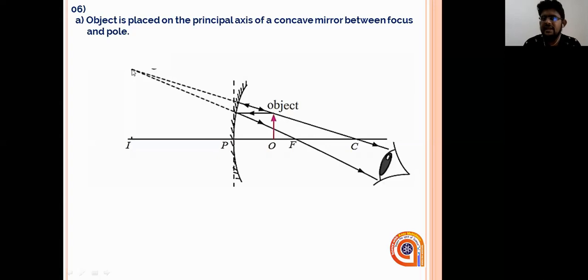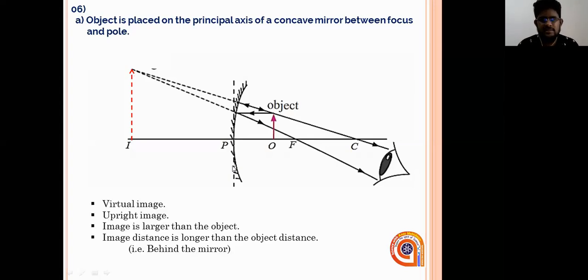Dragging the lines, they will be meeting at one point, and that is the point where the image is formed. So what type of image are we getting here? It is a virtual image. Image is virtual and upright, and it is larger than the object. Also, the image distance is longer than the object distance. So these are the characteristics: virtual image, upright image, image is larger than the object, image distance is longer than the object distance. Behind the mirror, the image will be formed.